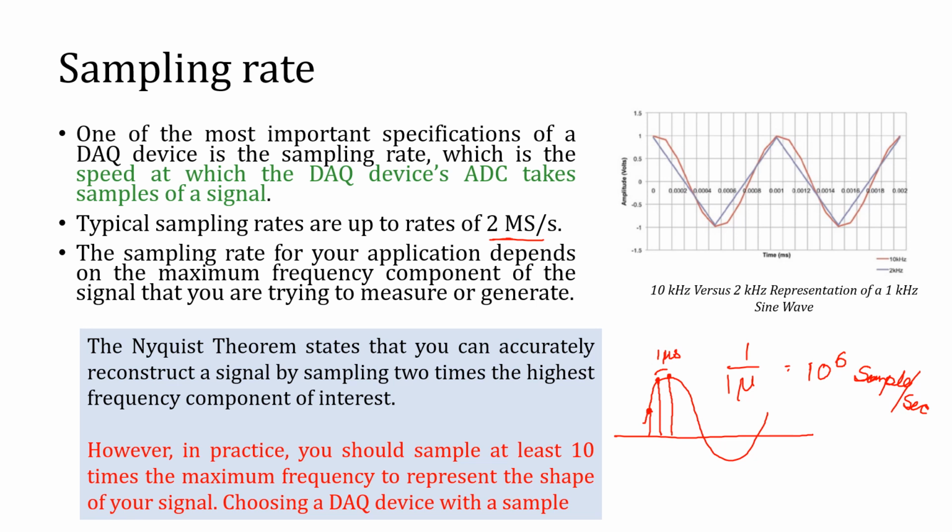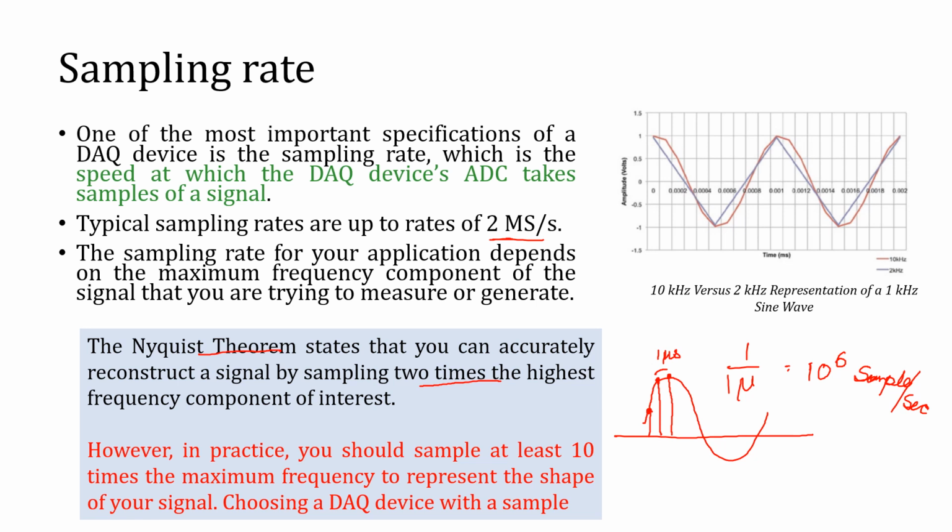You are well aware of the Nyquist theorem. This theorem says that to acquire or reconstruct the signal accurately, the sampling rate must be 2 times the highest frequency. Now this Nyquist theorem is giving us the minimum sampling rate, that is 2 times.